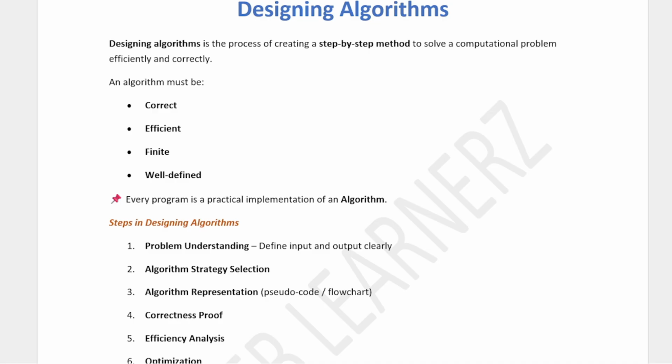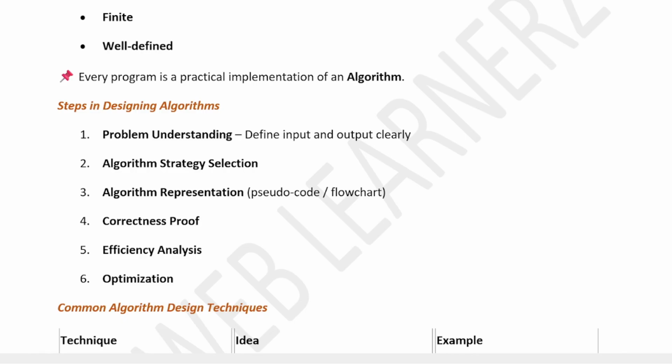Third is finite. Finite means it must stop after a limited number of steps. For example, if traffic lights never change, cars will never move. And fourth, it must be well defined. Well defined means every step must be clear and understandable. If instructions are confusing, even humans make mistakes, and computers do the same. So, every program is a practical implementation of an algorithm.